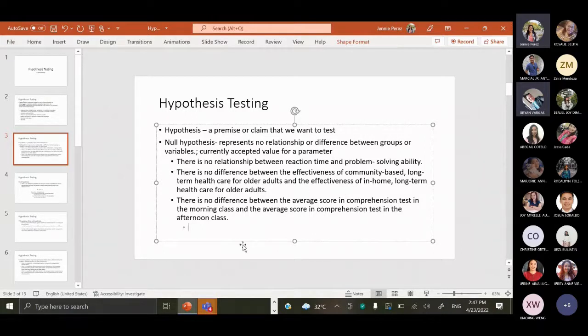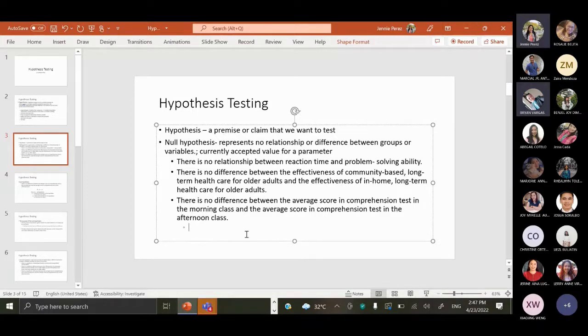And for the third example, there is no difference between the average score in the comprehension test in the morning class and the average score in the comprehension test in the afternoon class. In this example, we say that this is a null hypothesis because it states that there is no difference, none.